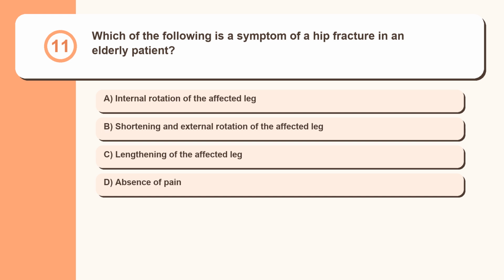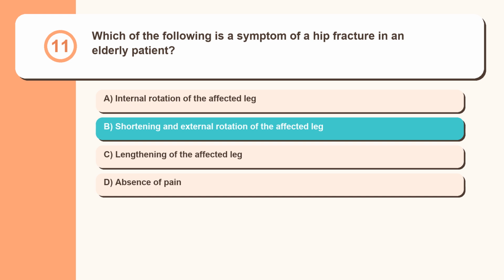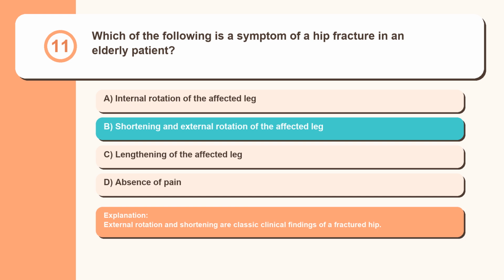Question 11. Which of the following is a symptom of a hip fracture in an elderly patient? Internal rotation of the affected leg, shortening and external rotation of the affected leg, lengthening of the affected leg, absence of pain. External rotation and shortening are classic clinical findings of a fractured hip.